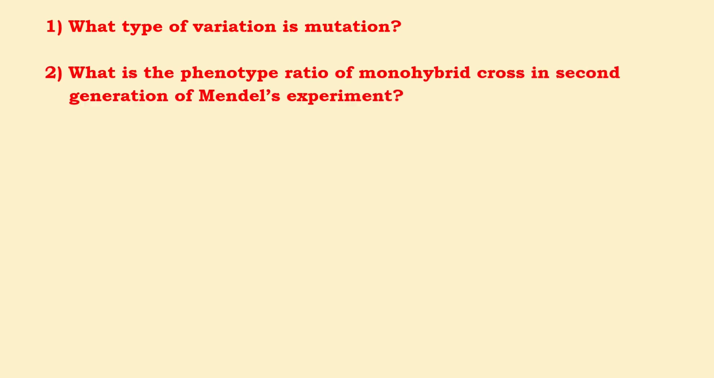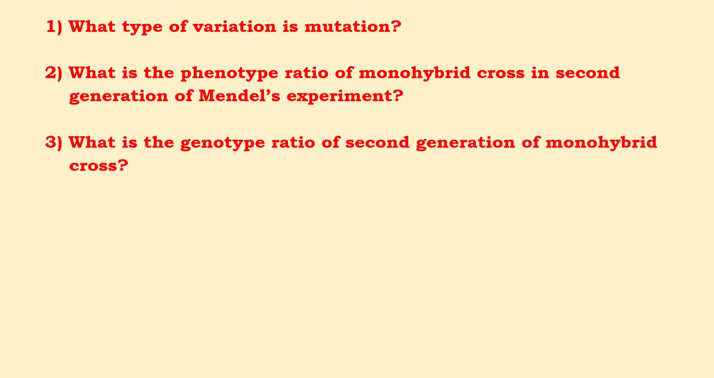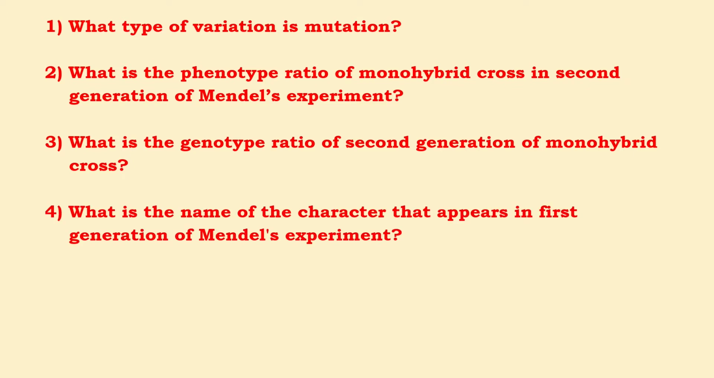Now think about this. Later I'll tell you the answer. First, I want to say the questions only. What is the phenotype ratio of monohybrid cross in the second generation of Mendel's experiment? Next, what is the genotype ratio, or sometimes called genotypic ratio, of the second generation of monohybrid cross? Number 4, what is the name of the character that appears in the first generation of Mendel's experiment?